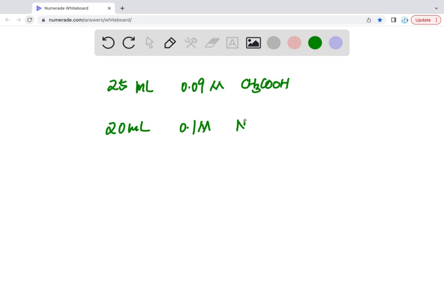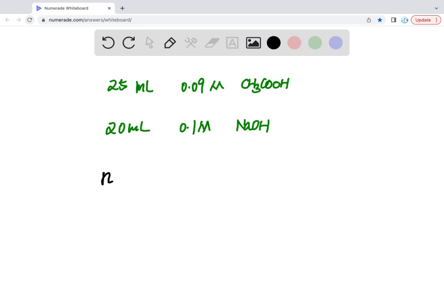Okay, so this is a titration problem. It says initially you have 25 milliliters of 0.09 molar acetic acid. And now you add about 20 milliliters of 0.1 molar sodium hydroxide. So now we want to know the pH. The first step, we need to find out the initial moles of the acid and base.